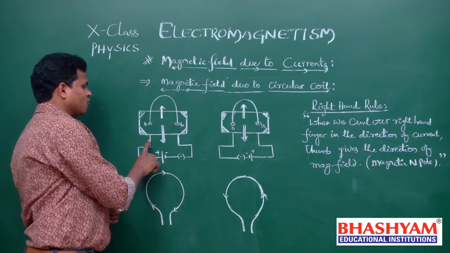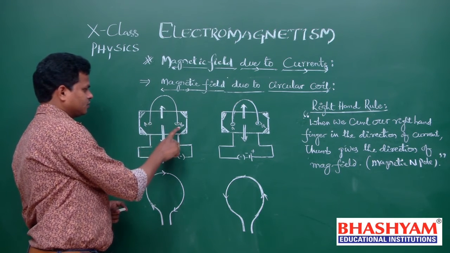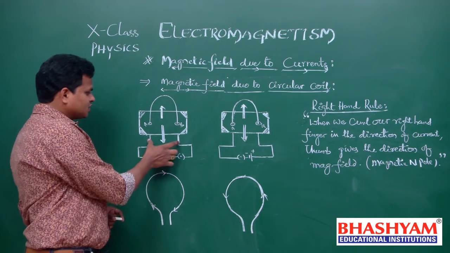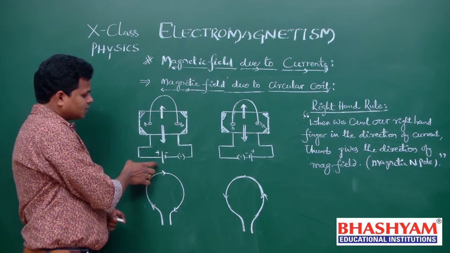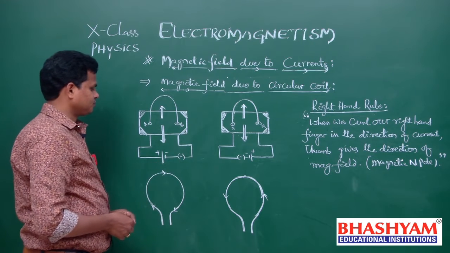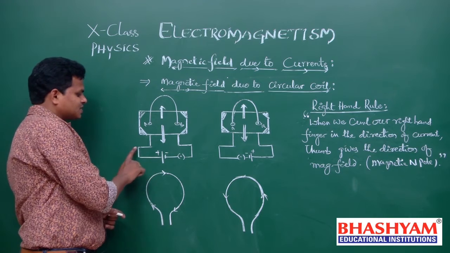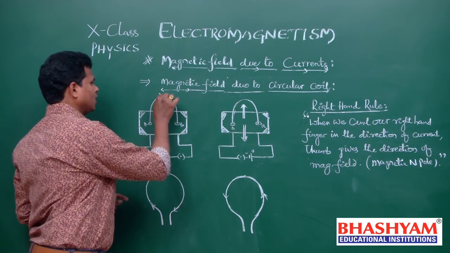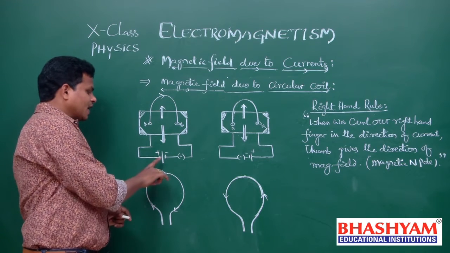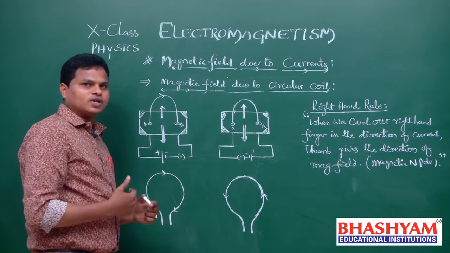Now pass the copper wire, this is the copper wire in the shape of a coil, through these holes in the drawing board. Ends of this wire are connected to the dry cell through a switch; there is a cell and a switch. When the switch is on, the current passes through the coil in this way. Whenever the current passes through the coil, a magnetic field is produced around the coil.